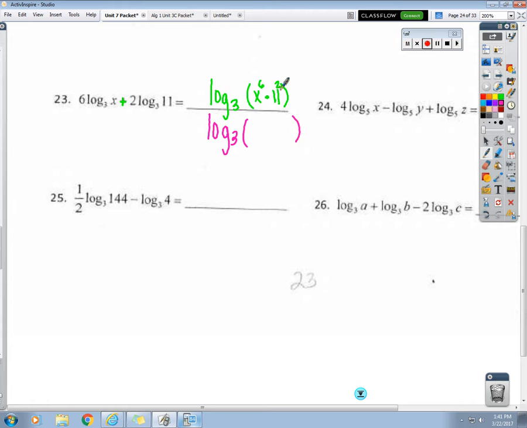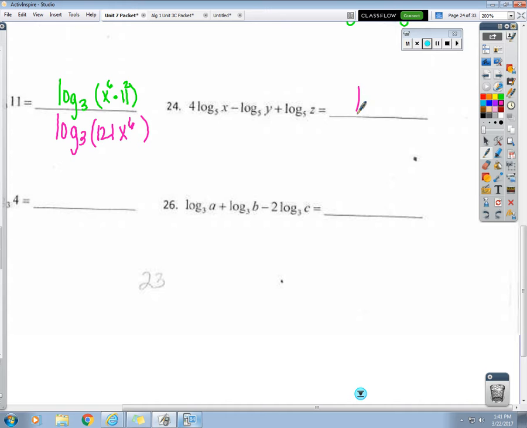What is 11 squared? 121. And do you ever see somebody write x to the 6th, then 121? They always put the number in front, right? So you probably see it written like that. Okay, number 24.